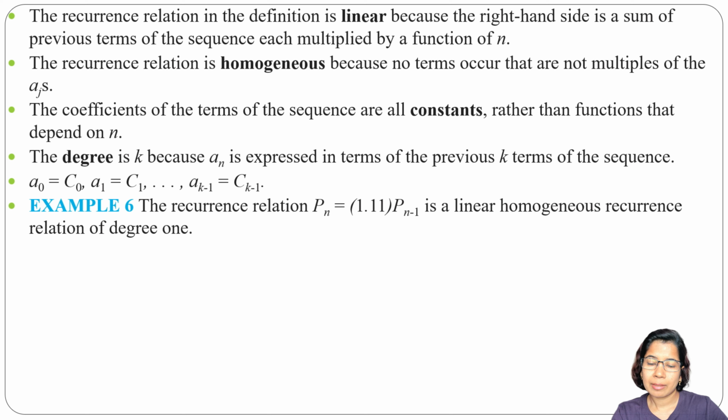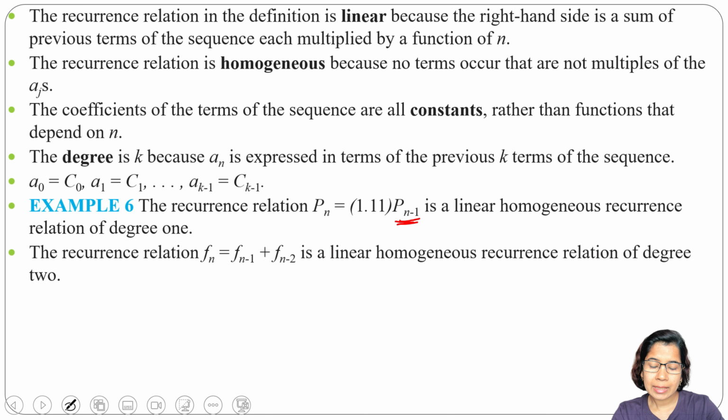Now let's see one example. Example 6. The recurrence relation P_n equals 1.11 P_{n-1}. This is a linear homogeneous recurrence relation of degree 1. Here it is n minus 1, that's why the degree is 1, and it is linear as the right hand side is the sum of the previous terms. And P_{n-1} we can write as P_{n-2} format, and it is homogeneous as it is similar.